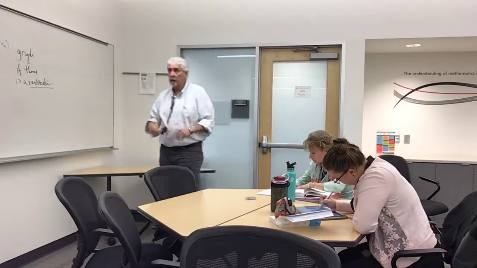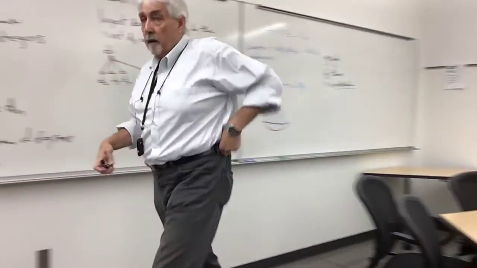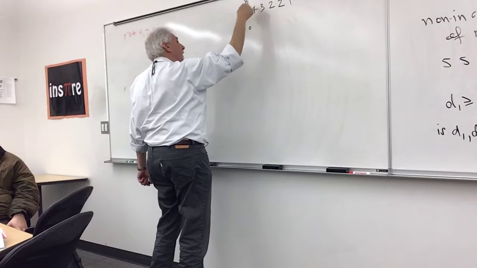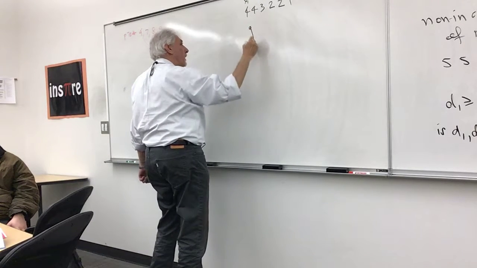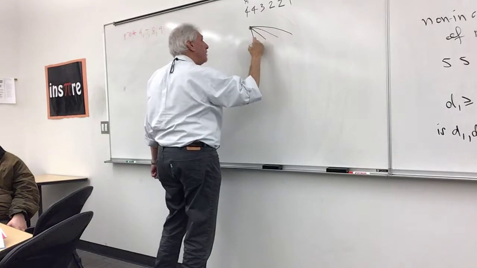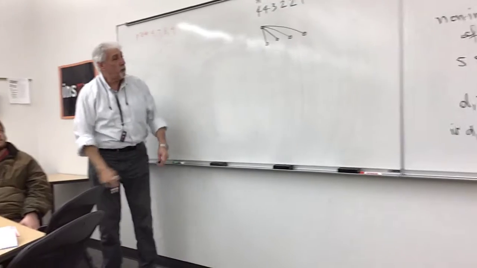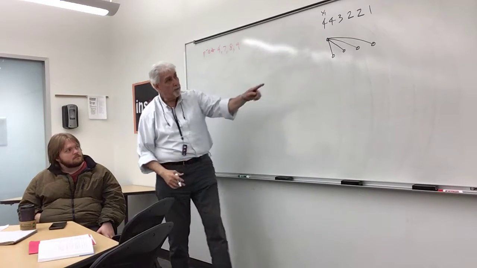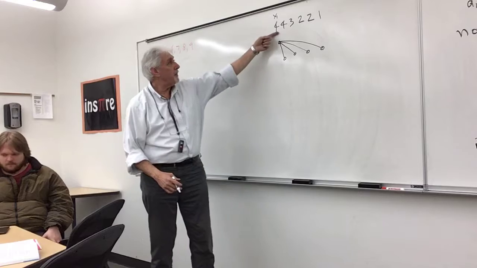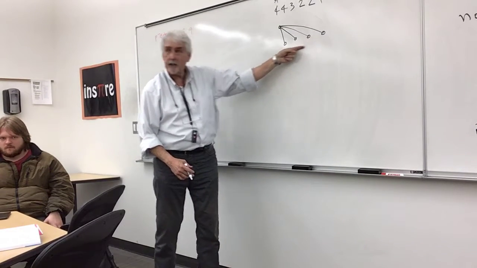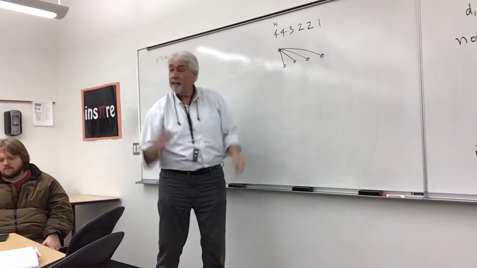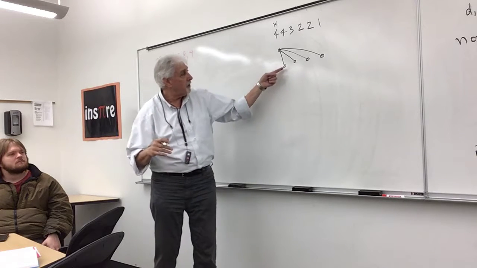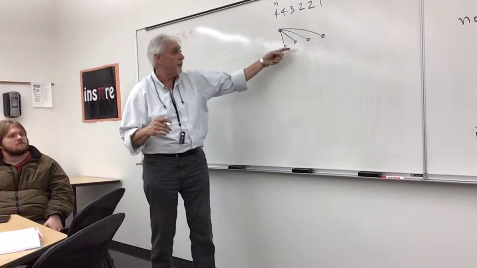So if this is realizable, then here's the point: x1 has degree 4, so x1 is adjacent to the vertices of degree 4, 3, 2, and 2. That's what Havel and Hakimi says. If this is realizable, then the vertex of largest degree is adjacent to the next largest degrees. There may be many realizations, but one realization puts it adjacent to degrees 4, 3, 2, 2.